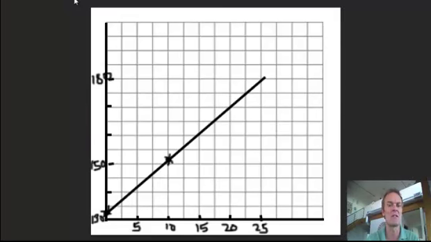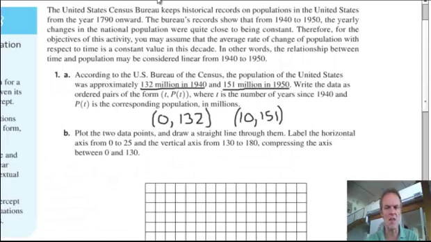I've done that earlier. Okay, here we go. So here's my year 0, 132 million. Then 10 years later, this is 1950, it's 151 million, so a bit over 150. I've plotted it and drawn a straight line, but I've also extended it just in case. Maybe, what's it going to be in 20 years' time, so I thought I'd project the line a little bit. So that's pretty much done there.